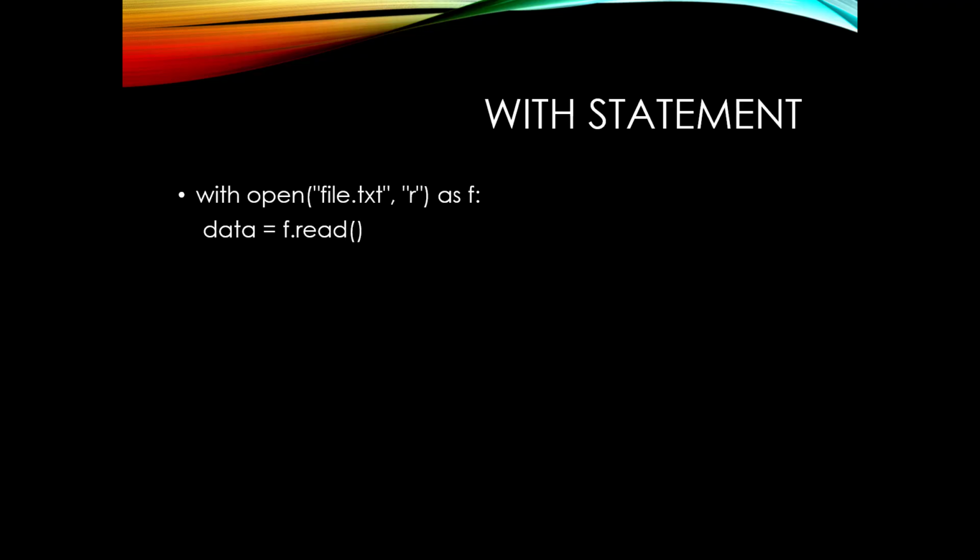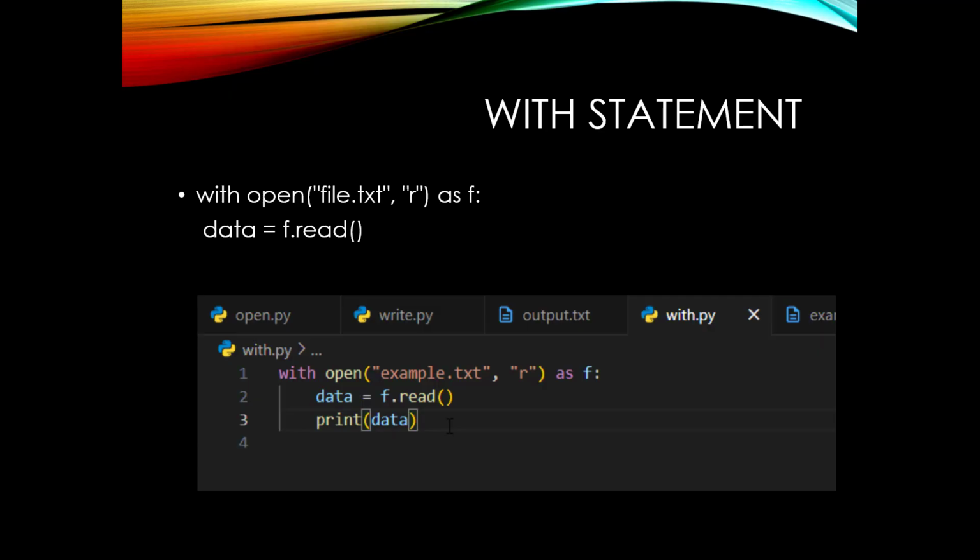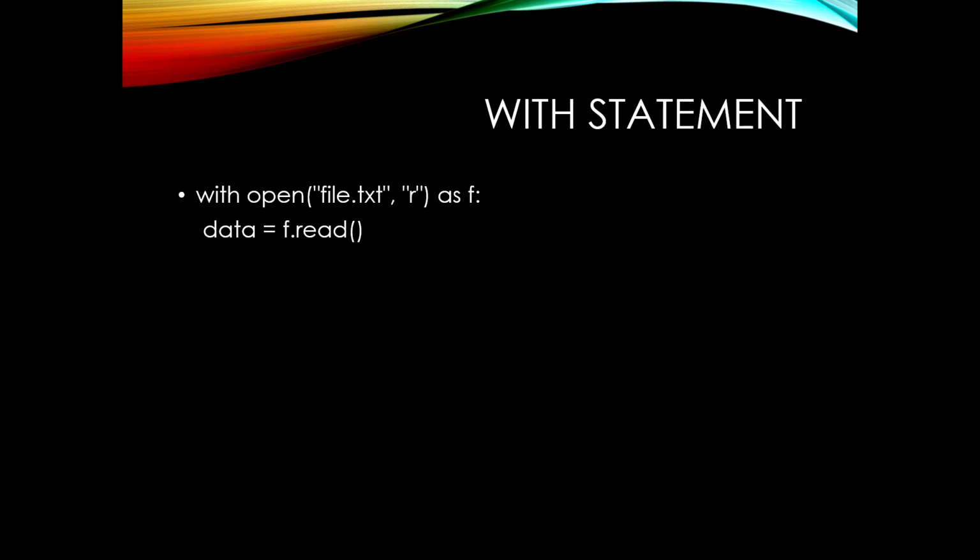Next, the with statement. Python offers a more elegant and safer way to handle files using the with statement. With open file.txt in read mode as f. Yes, you can use an alias like that. data equals f.read. Why is this better? Because Python automatically closes the file after the block finishes, even if there's an error. This is the best practice in modern Python development.